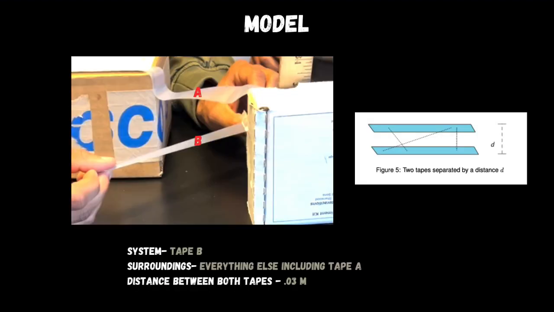In this model, it depicts which one was tape A and B. The bottom was tape B, and the upper was tape A, and the system was considered to be tape B, and the surroundings were everything else including tape A, and the distance between both the tapes initially was 0.03 meters.